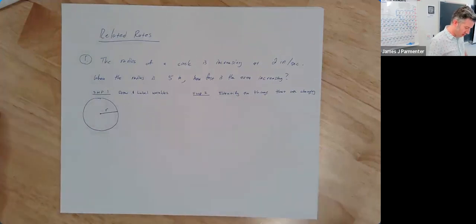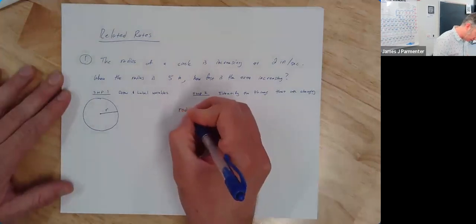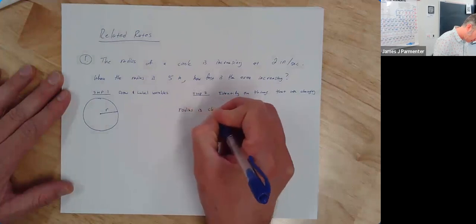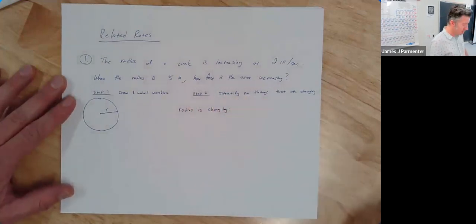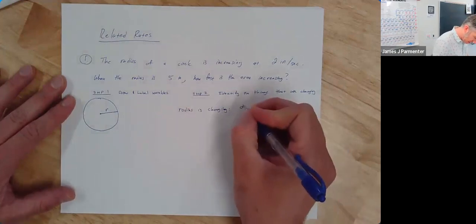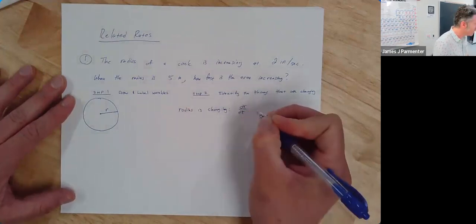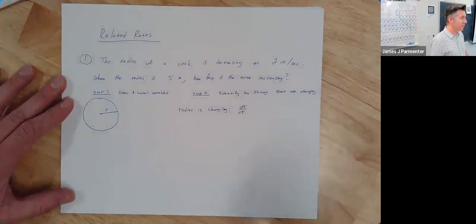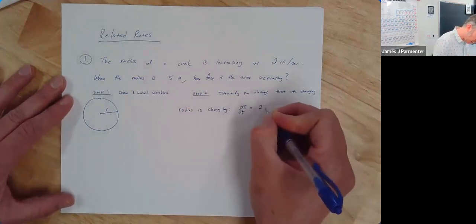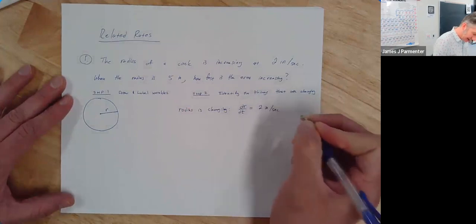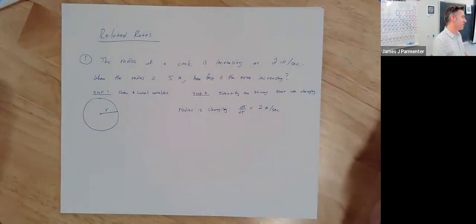So what's changing? Well, the radius is changing. And we know the radius is changing at 2 inches per second. So we're going to say that dr dt, the rate of change of the radius with respect to time, is equal to 2 inches per second. I don't super care about the units, but I'm going to write them anyway.